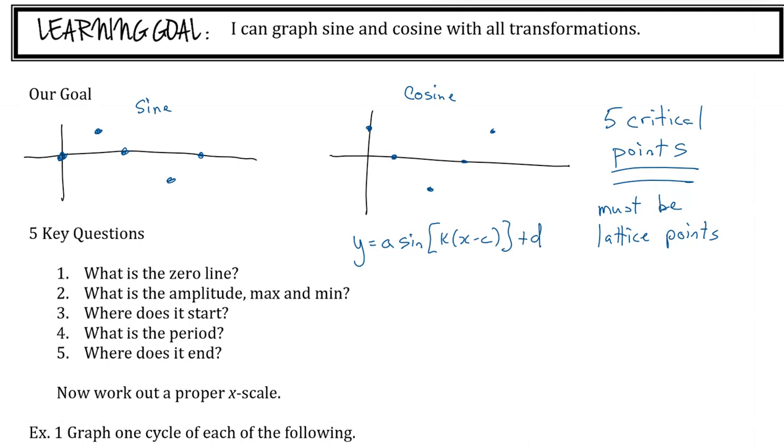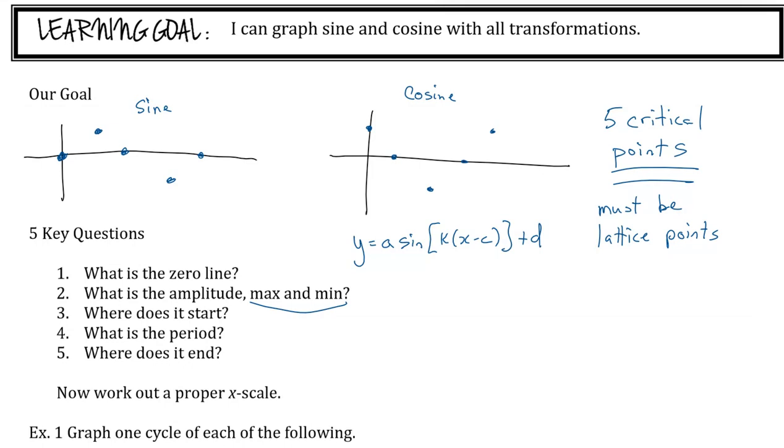Start with the 0 line, and get the amplitude. And from there, I can get the max and the min, because we know that the max goes from the 0 line up the amplitude, and the min goes from the 0 line down the amplitude. And the max and the min are where some of these points occur. Where this one occurs, where this one occurs, where that one and that one occur. So we need to know the max and the min.